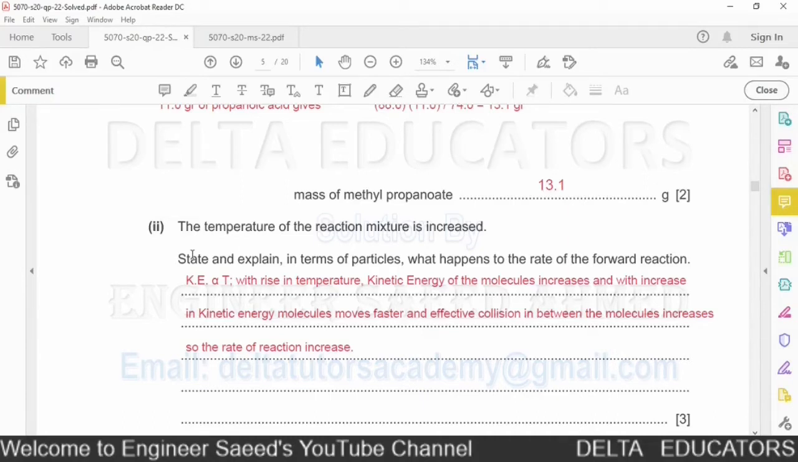So what we have to write here? Kinetic energy is directly proportional to temperature. With rise in temperature, kinetic energy of the molecules increases, and with increase in kinetic energy, molecules move faster and effective collisions between the molecules increase, so the rate of reaction increases.